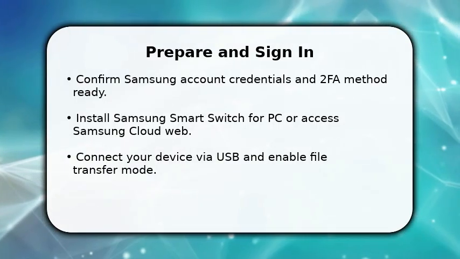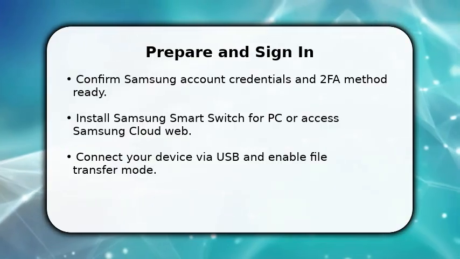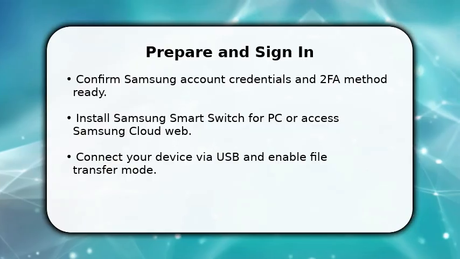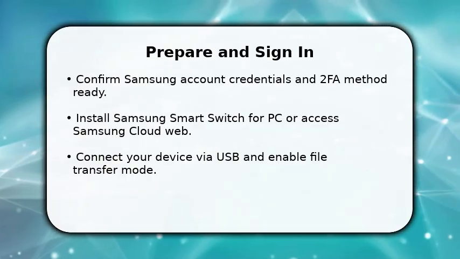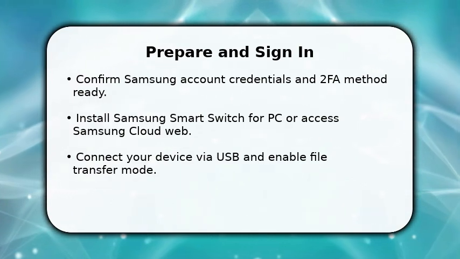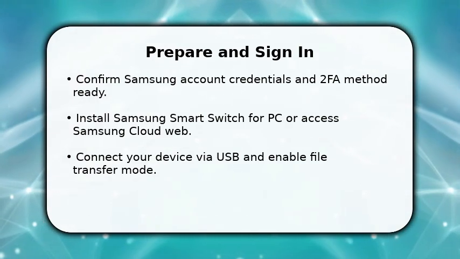Connect the phone with a USB cable, select File Transfer on the device, and allow any permissions. Once done, open the Smart Switch app and sign in with the same Samsung account. This establishes the link needed to locate backups and begin the restore process.